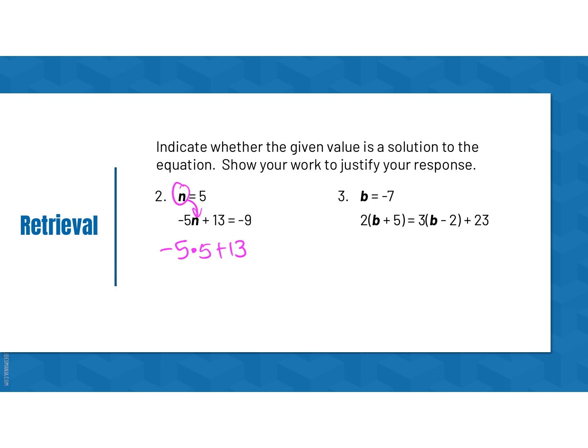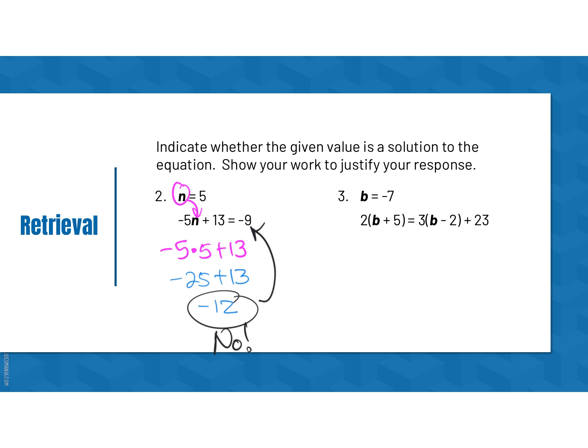So -5 times 5 is -25, and then we have plus 13. Let's grab our calculators. Our final answer here is -12. Now they say our answer should be -9. Do both of these equal? They don't. So our answer is no. n equals 5 is not a solution to the equation.